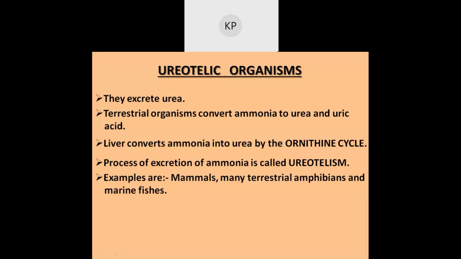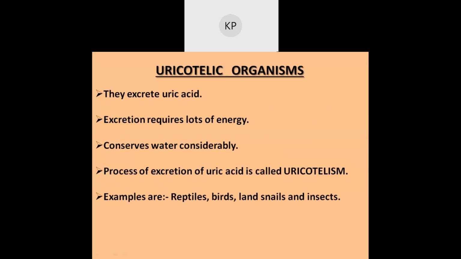In some animals, some urea is retained in the kidney to retain osmolarity. The process of excretion of urea is called ureotelism. Examples are mammals, many terrestrial amphibians, and marine fishes.